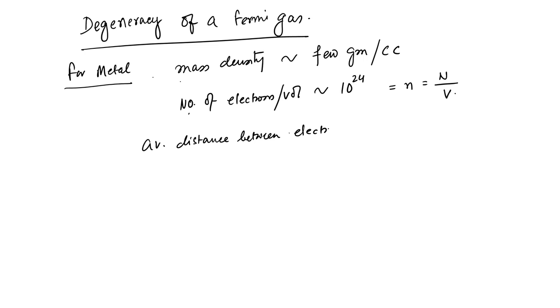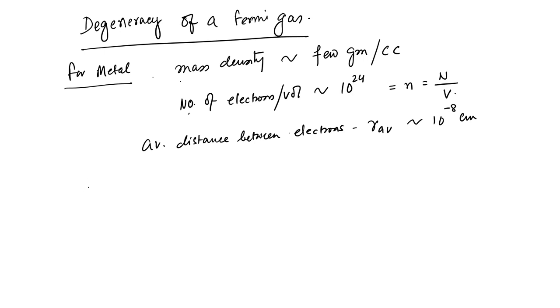So we are simply trying to calculate the order of magnitude, and let's call this R average. It should be of the order of an angstrom, or 10 to the power minus 8 centimeter. So this is a typical inter-electron distance in a metal.